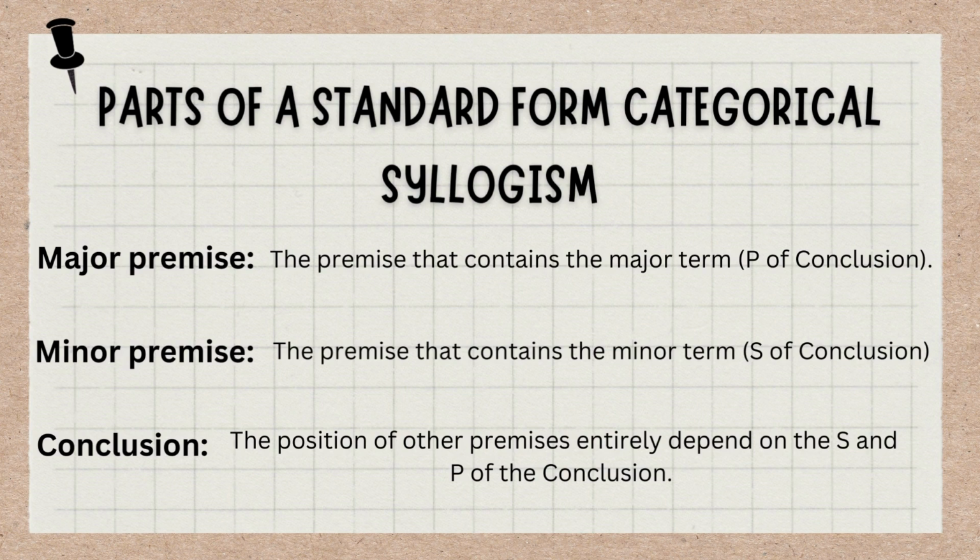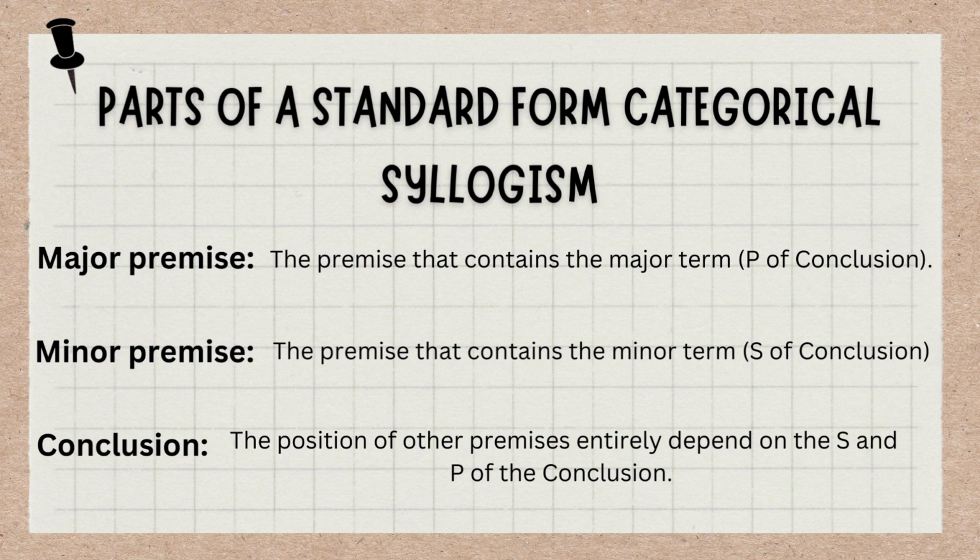As I said before, we will have two premises in a syllogism, right? The conclusion will be derived from the first two premises. So one premise will be major and the other will be minor. We need to find which one is the minor premise and which one is the major premise. The premise that contains the major term is the major premise, and the premise that contains the minor term is the minor premise.